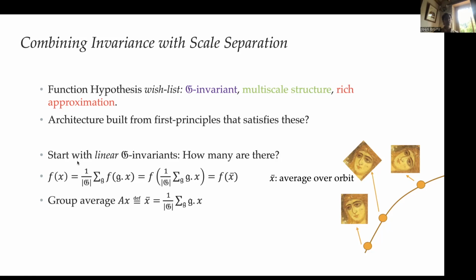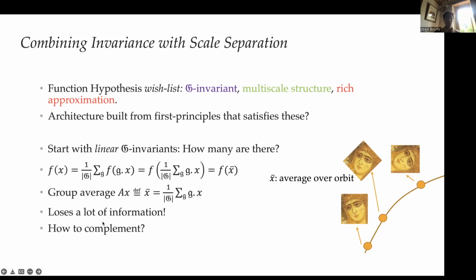Okay, and you can see it here. There's basically two steps here, right? In the first step, the first equality, we are using the fact that it's invariant. And in the second equality, we are using the fact that F is linear. So you can see that the object that appears here is the group average. The group average is basically the only linear operator that gives us invariance to the group.